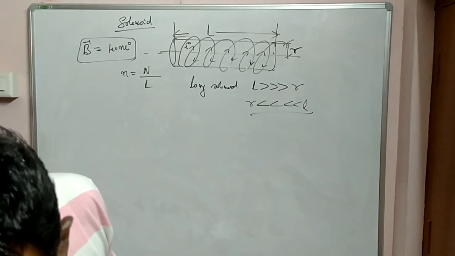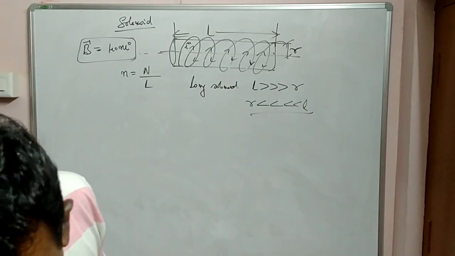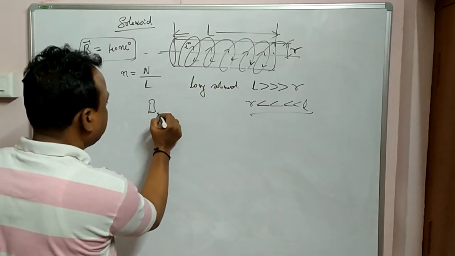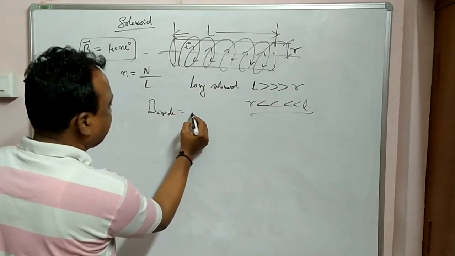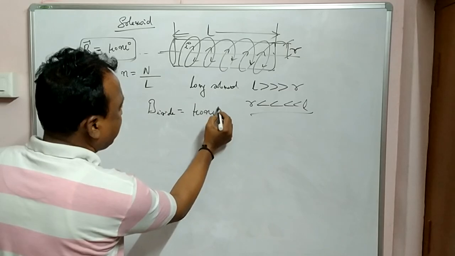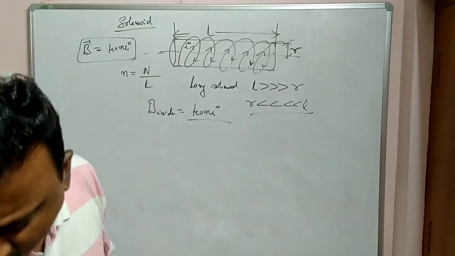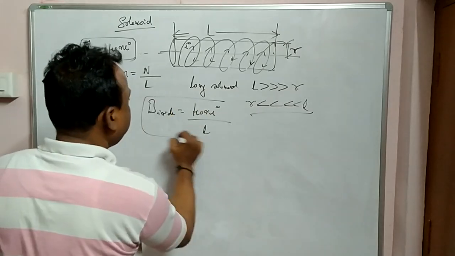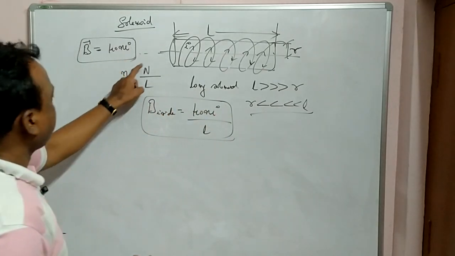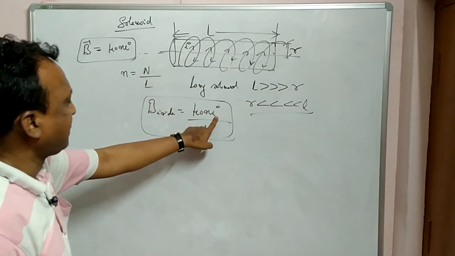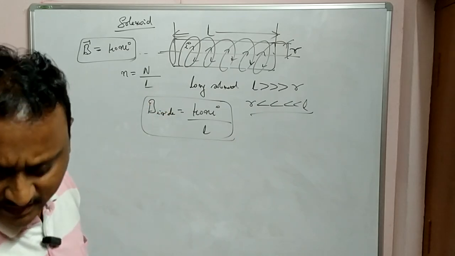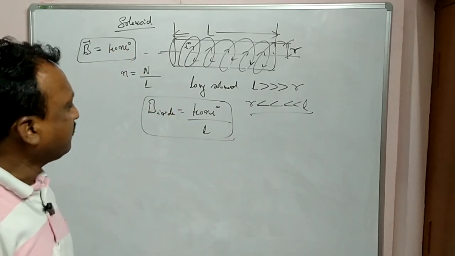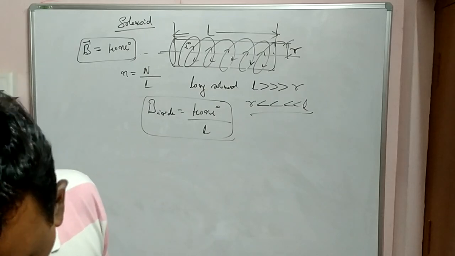In such cases, B inside for a long solenoid is given by mu naught N i by L. Where N is the number of turns per unit length, I is the current passing, and mu naught is a constant. It is the same formula we wrote earlier for the solenoid, mu naught N i by L.